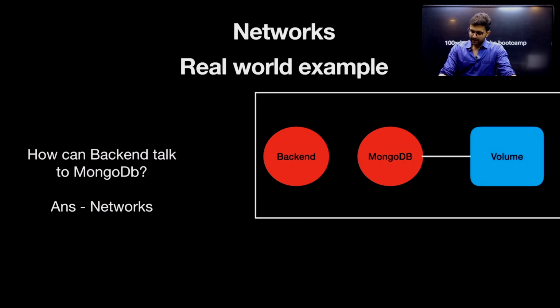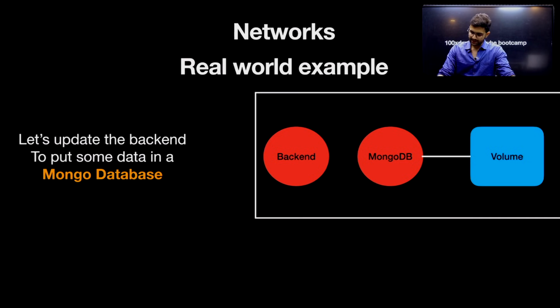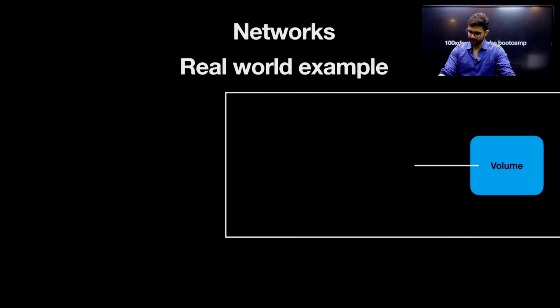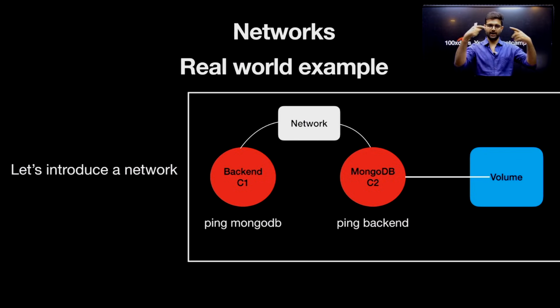How can the backend talk to MongoDB? The answer is networks. Let's update the backend and put some data in a MongoDB database. We already saw this. You saw the updated backend. The updated backend now has some code that puts some data inside a MongoDB database. Let's introduce a network. For one container to talk to another container, we need to give them a logical binding, which is called a network in this case.